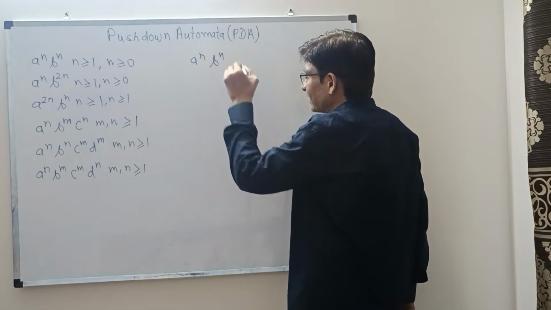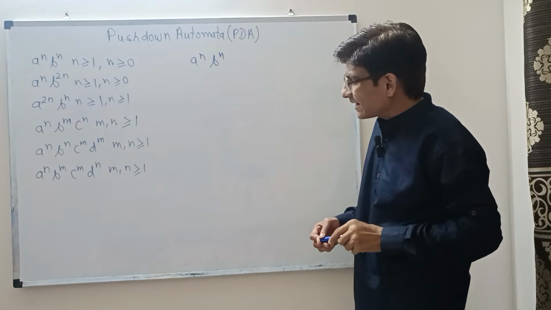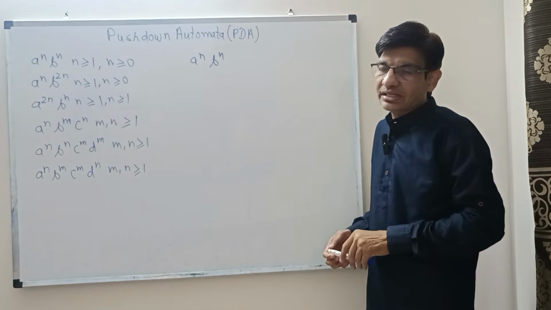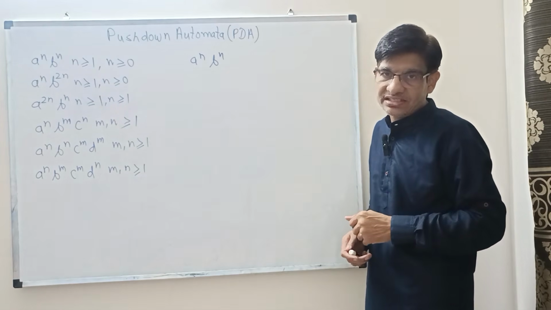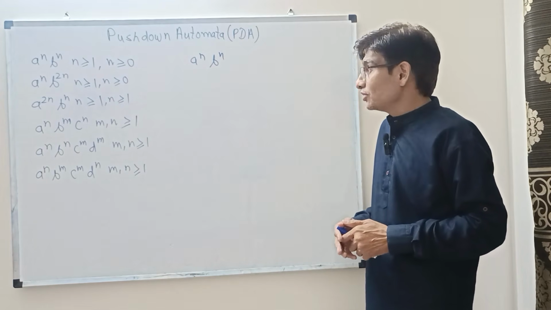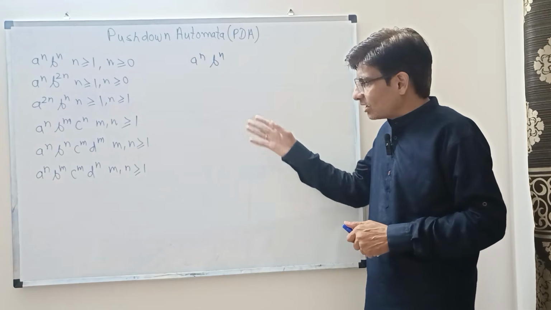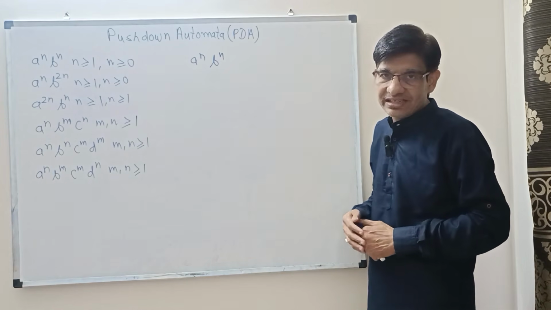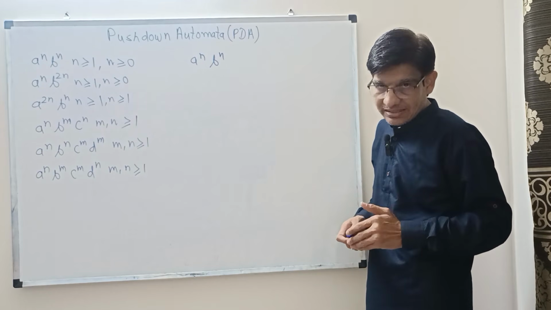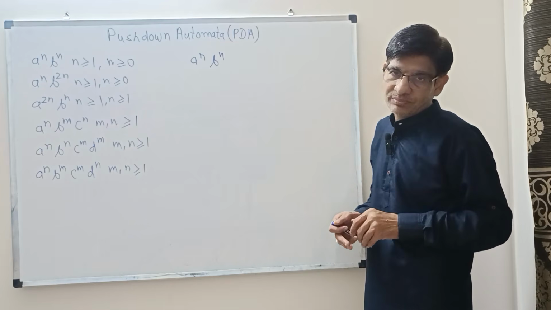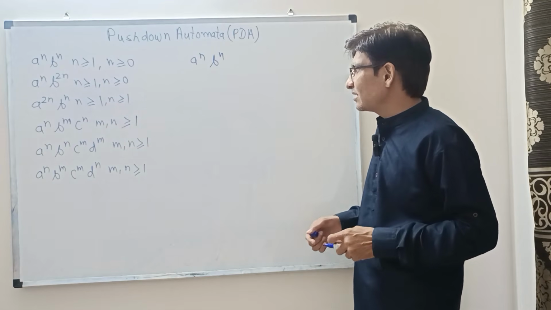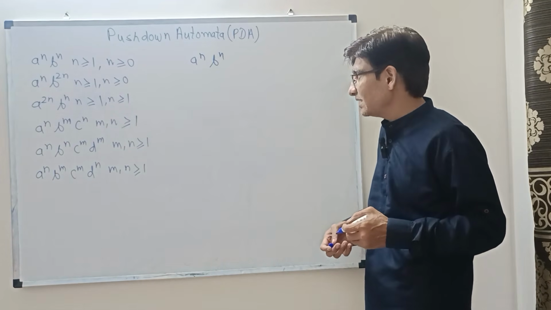And remember, friends, as I told you, you can create both types of PDA for any context-free language: a PDA accepting strings by reaching a final state and a PDA accepting strings by empty stack. So I will create both in all these languages. I will first create the PDA accepting strings by empty stack, and then I will convert it to accepting strings by reaching final states. So I will take both types of PDA examples here.